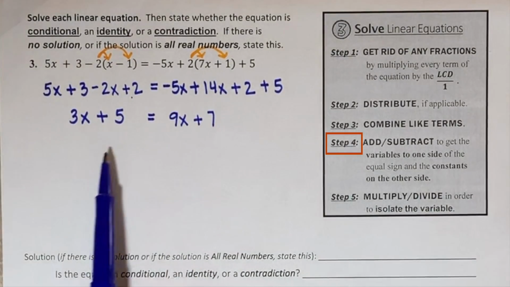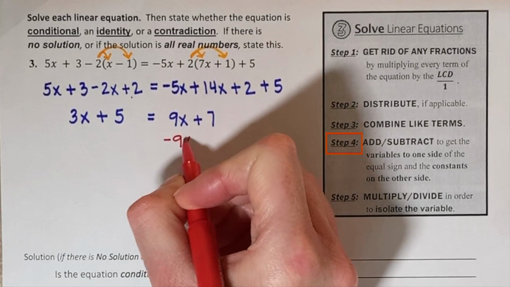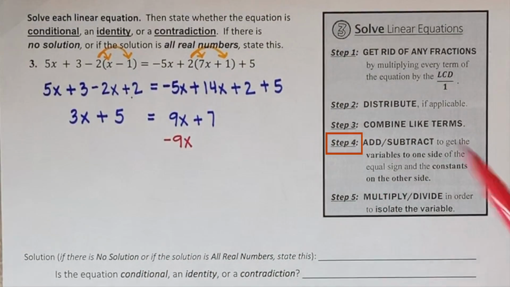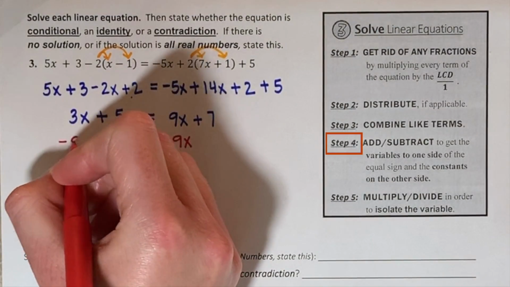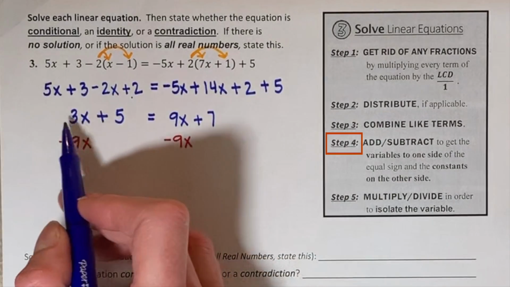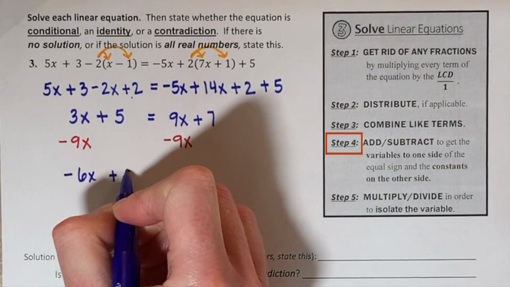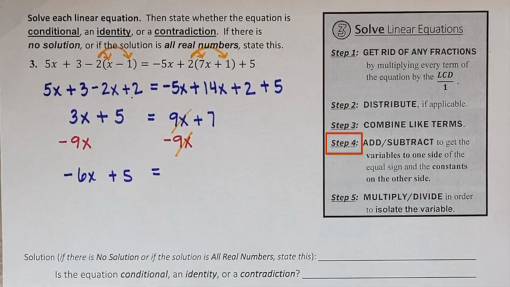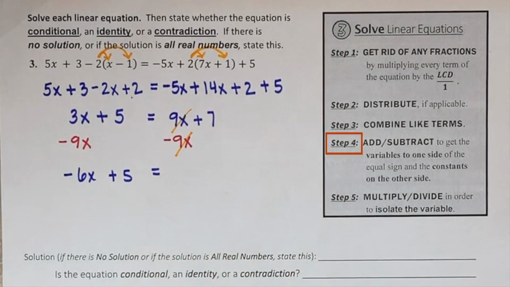So let's suppose we want to get x on the left. Let's go ahead and subtract this 9x from the right side. If we subtract 9x from the right side, we have to also subtract 9x from the left side to keep the equation balanced. 3x minus 9x will give us a negative 6x. Bring down the plus 5. These cancel, so we've gotten rid of the x on the right side of the equation, and we can just bring down the 7.